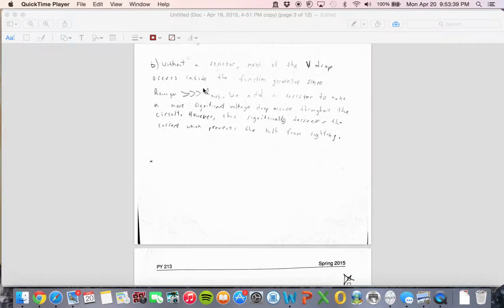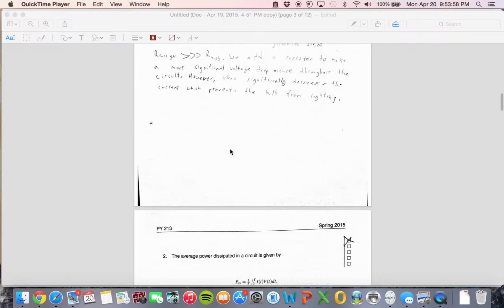In B, without a resistor, most of the voltage drop occurs inside the function generator since the resistance of the function generator is much greater than the resistance of the bulb. But by adding a resistor to the circuit, we make more of the voltage drop occur in the actual circuit, and this voltage drop decreases the current significantly, which prevents the bulb from lighting.